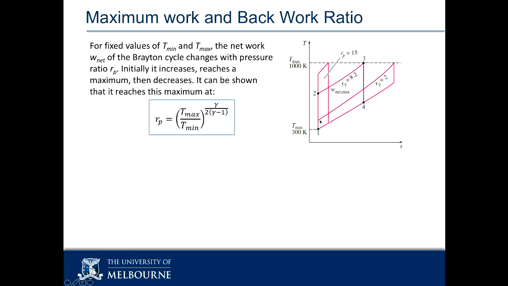So these boxes here represent a small pressure ratio, a medium pressure ratio, and a large pressure ratio. Sorry, other way around. Small pressure ratio, medium pressure ratio, large pressure ratio, and there is an optimum, and the optimum can actually be analytically expressed if you're trying to optimize for the work output.